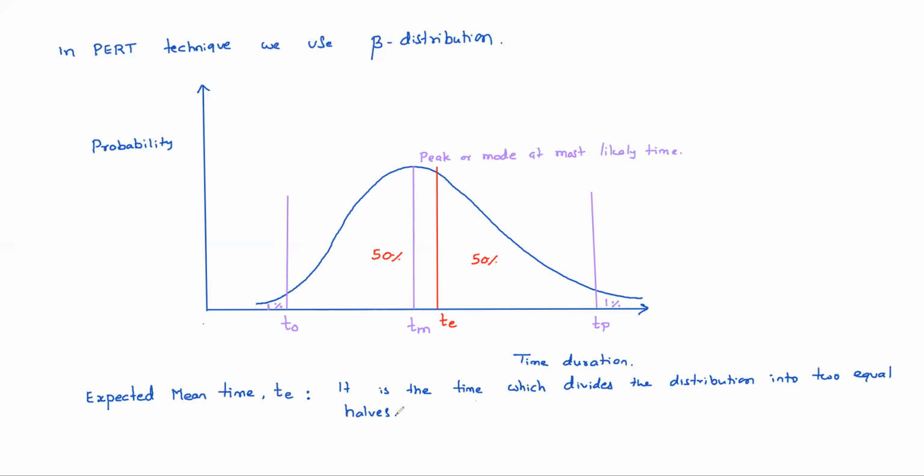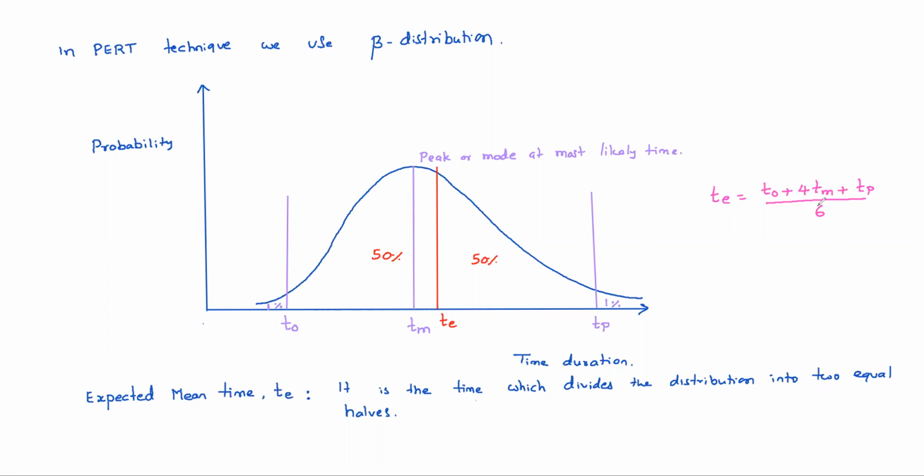It is calculated like this. According to beta distribution, TE equal to T naught plus 4 times of TM plus TP divided by 6. Okay. According to beta distribution, we are not going into details of the derivation of this. So expected mean time equal to T naught plus 4 times of Tm plus Tp by 6. You should remember this. Madhu, clear? Yes, sir.